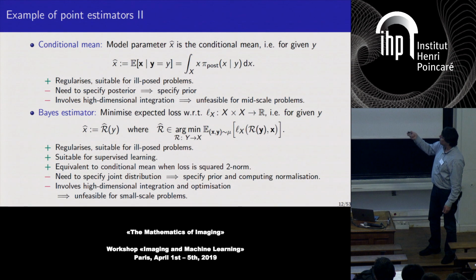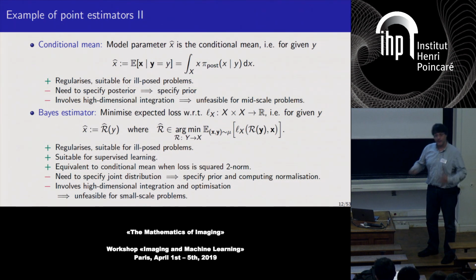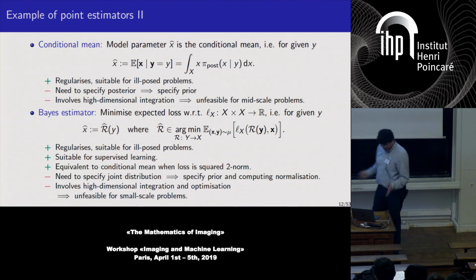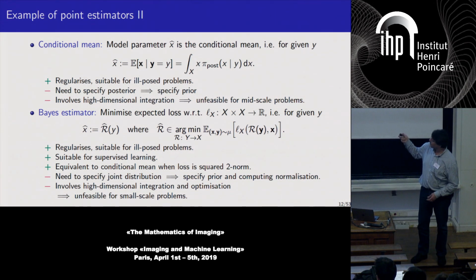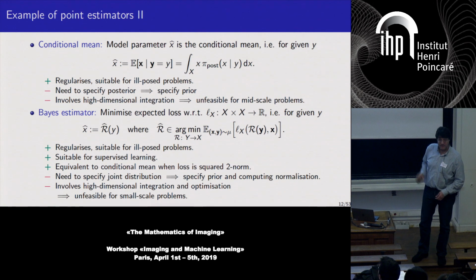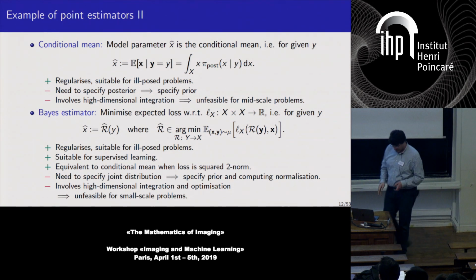So obviously this is even worse than the conditional mean. When you look at it, it involves an integration in this expectation. And on top of it, you're also supposed to optimize. So that's even more unfeasible. And interestingly enough, this last one is the one that we want to compute. But we're going to use, of course, machine learning for that purpose.